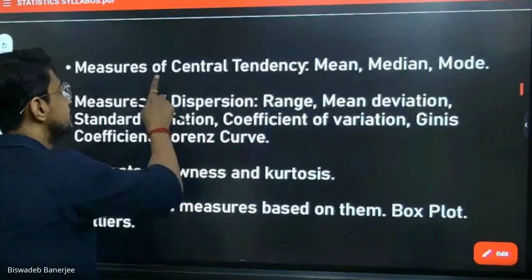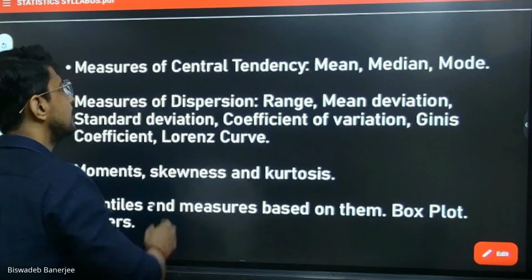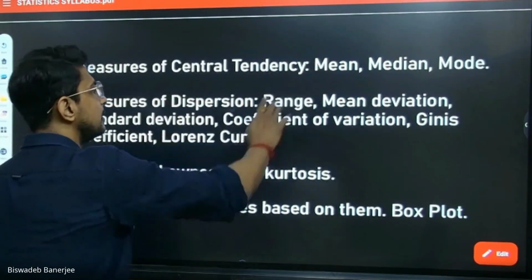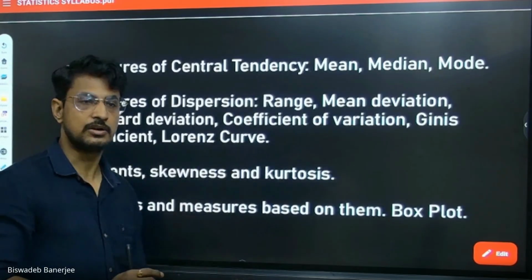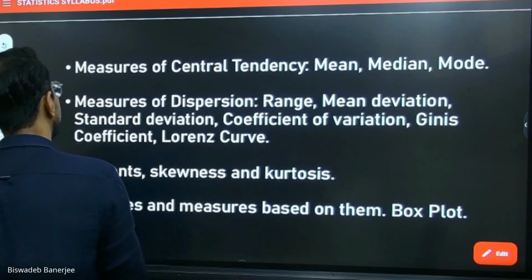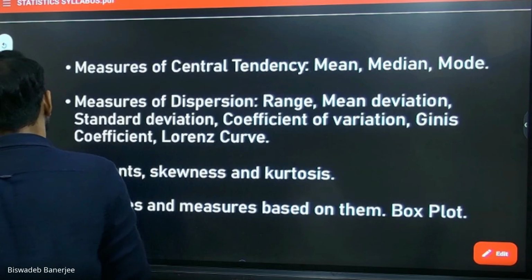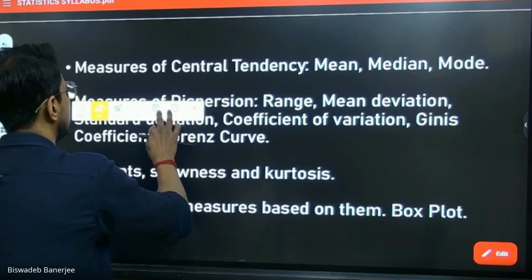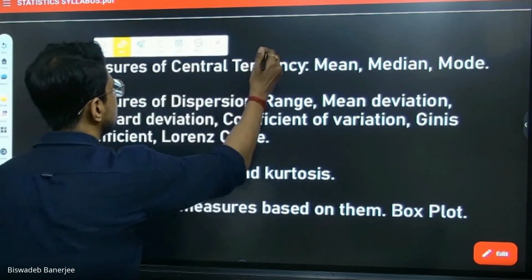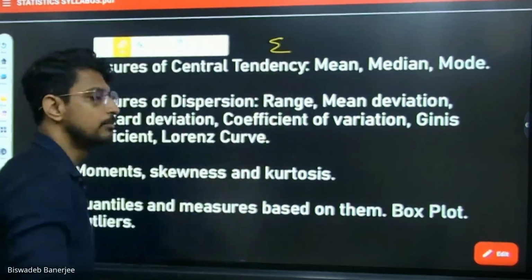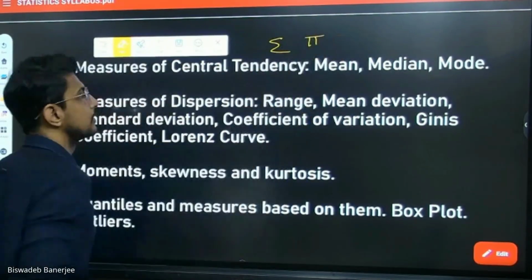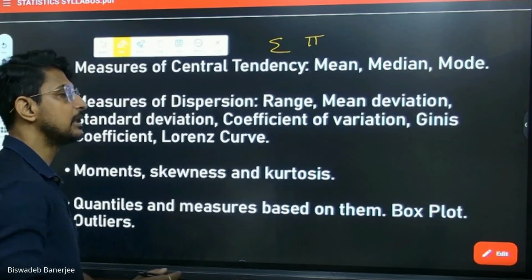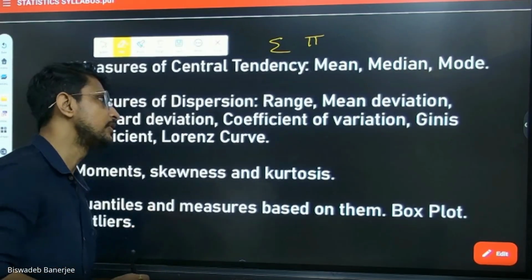Next part, measure of central tendency: mean, median, mode. From this part, our mathematical portion starts. For this, you need to know some basic concepts of sigma, the symbol sigma, then product. You have to understand all these symbols, and some mathematical calculation is also needed.